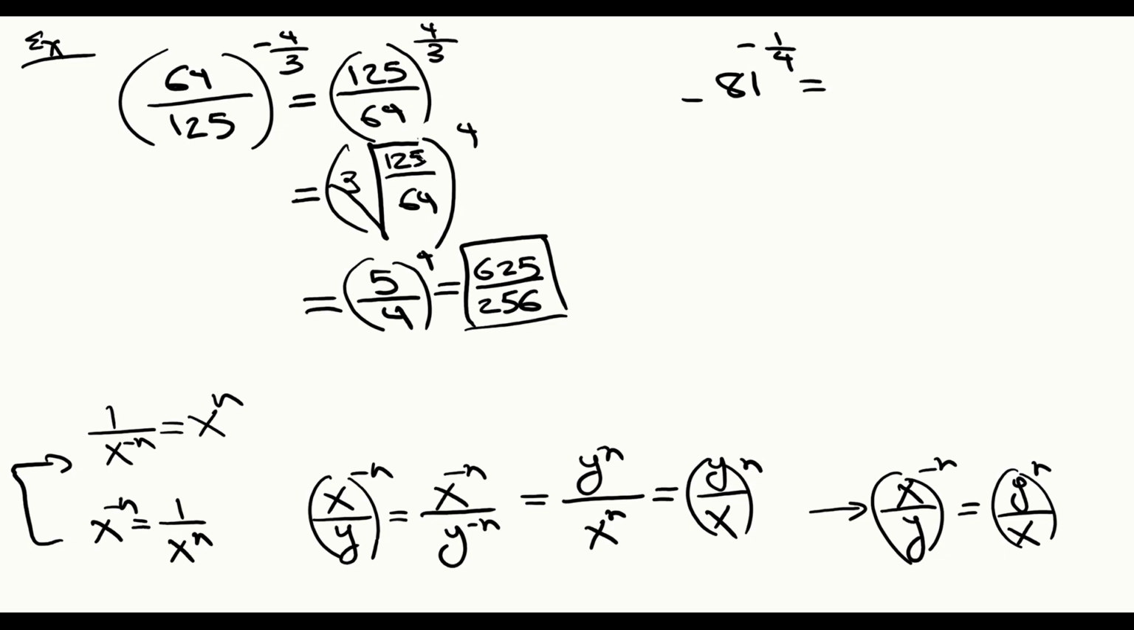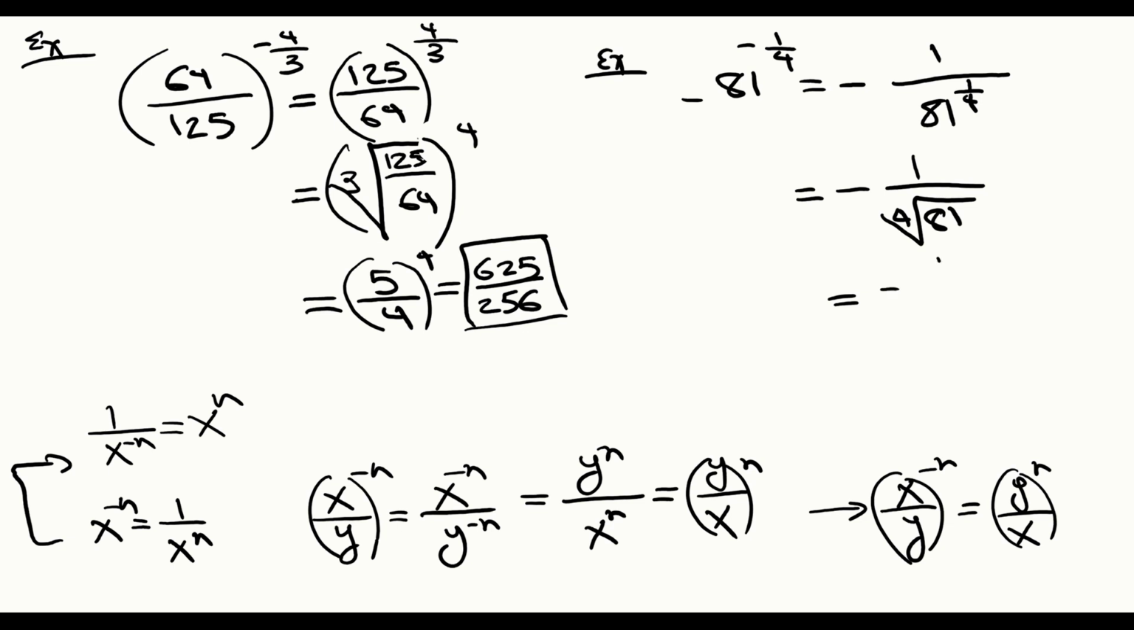All right, so here in the next one, notice that this negative is not being raised to the power of negative 1/4. So it's just going to carry, and we're going to get 1 over 81 to the 1/4. So we get negative 1 over the 4th root of 81. And we know that the number we have to raise to the power of 4 to get 81 is 3. So we get negative 1/3.